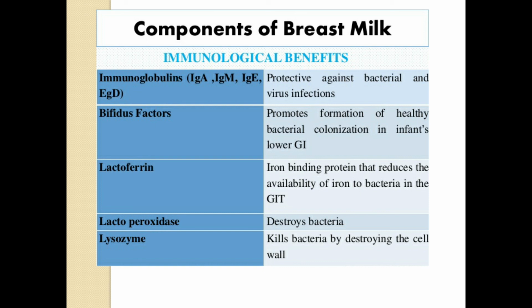And there is something called bifidus factors. This bifidus factor promotes the formation of healthy bacterial colonization in infants' GIT. And lactoferrin. Lactoferrin is an iron binding protein that will help the baby's intestine absorb more iron in the breast milk. It will not be present in the formula feed, the artificial feeds, so iron absorption there will be less, whereas human breast milk contains lactoferrin, which will increase the absorption of the iron present in the milk. And lactoferrin will also promote healthy bacterial growth.